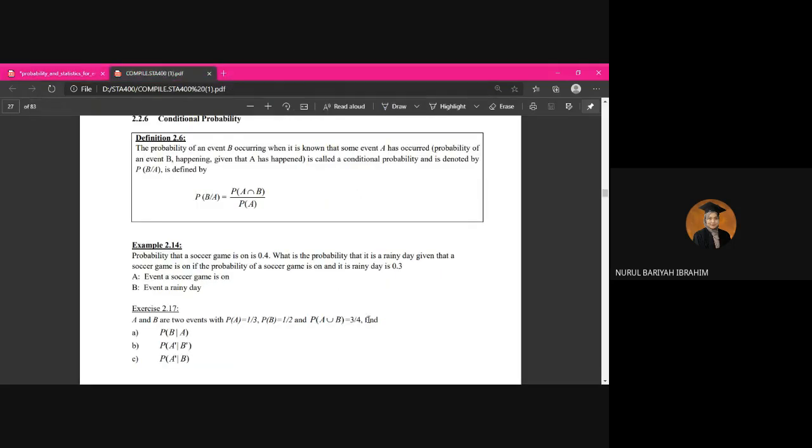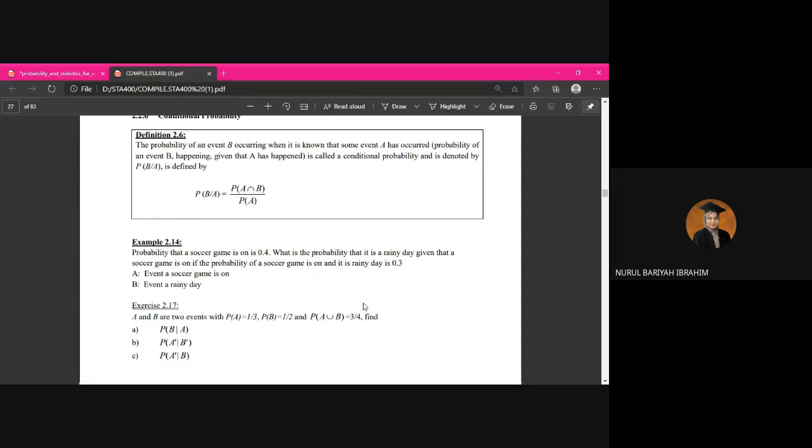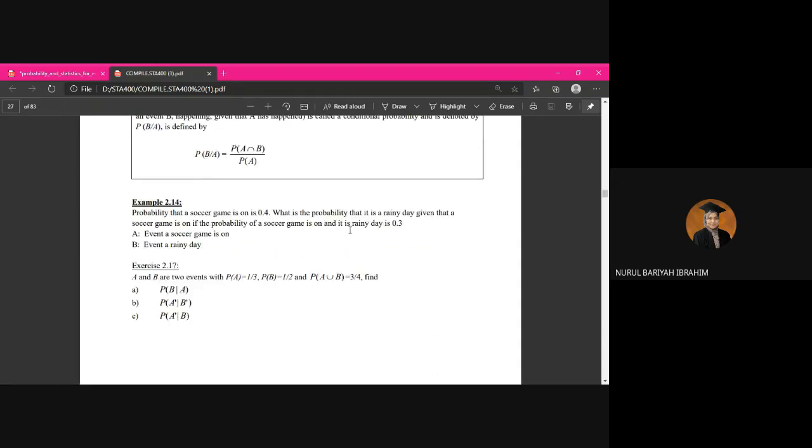Okay, let's see this example. The other example, eh? The probability that a soccer game is on is 0.4. What is the probability that it is a rainy day given that a soccer game is on, if the probability that a soccer game is on and it is a rainy day is 0.3? Okay, and then given that event A is the soccer game is on and event B is the event of a rainy day. Okay, the notation is A and B.